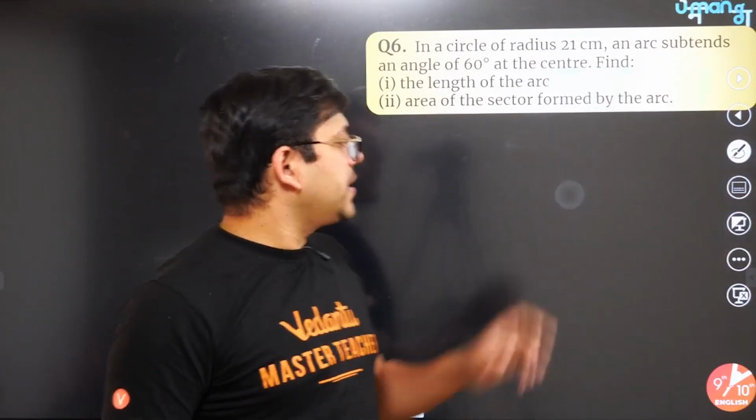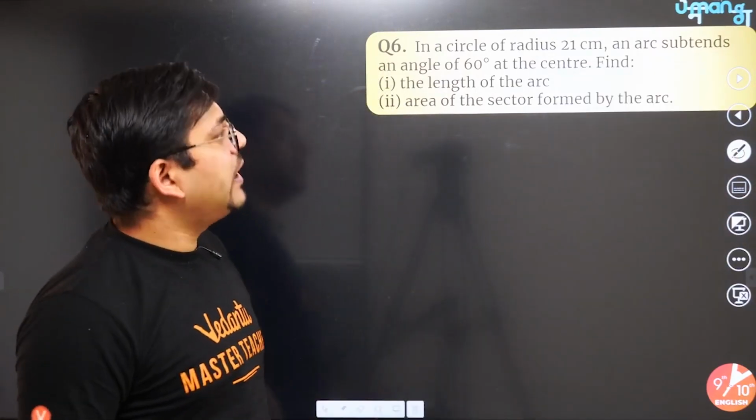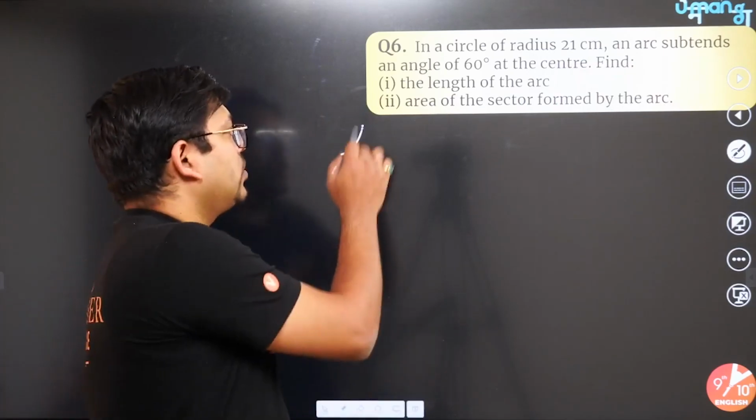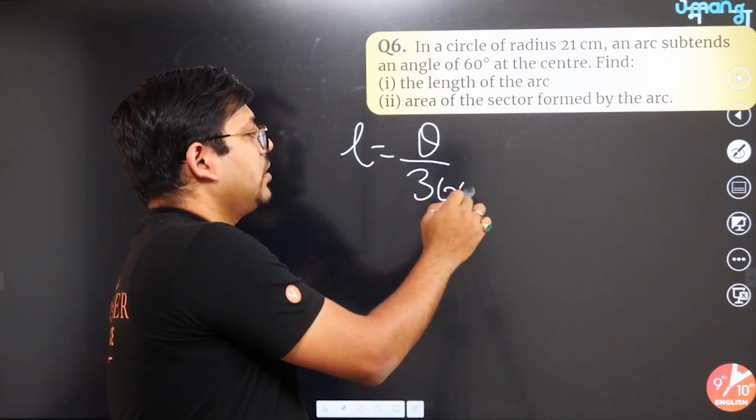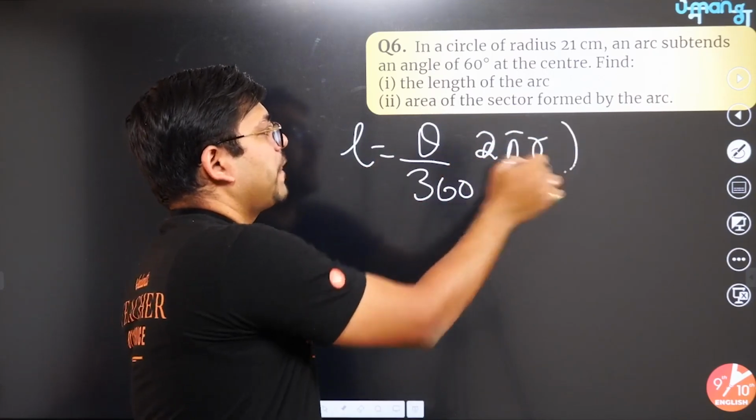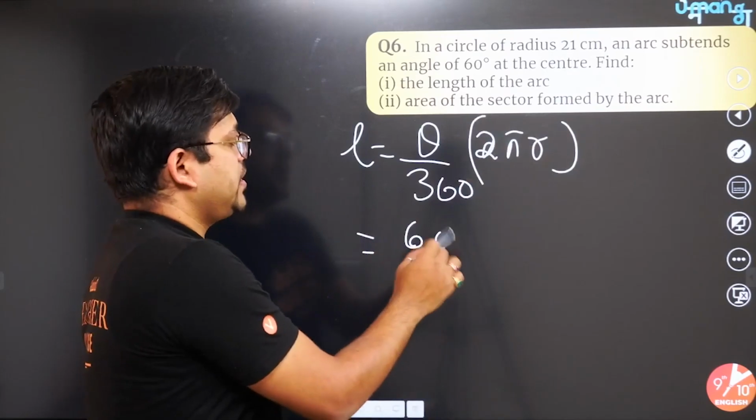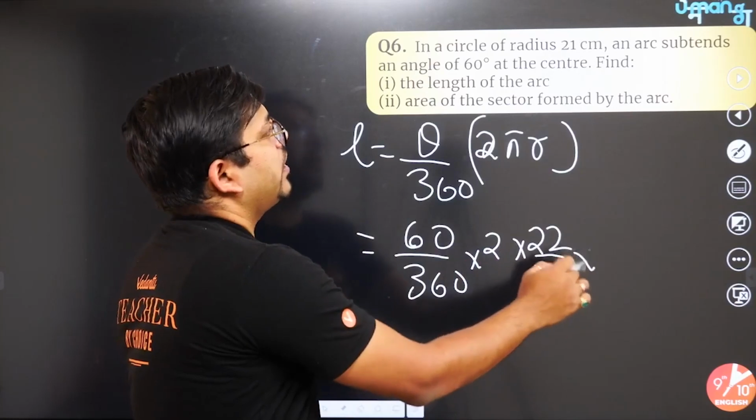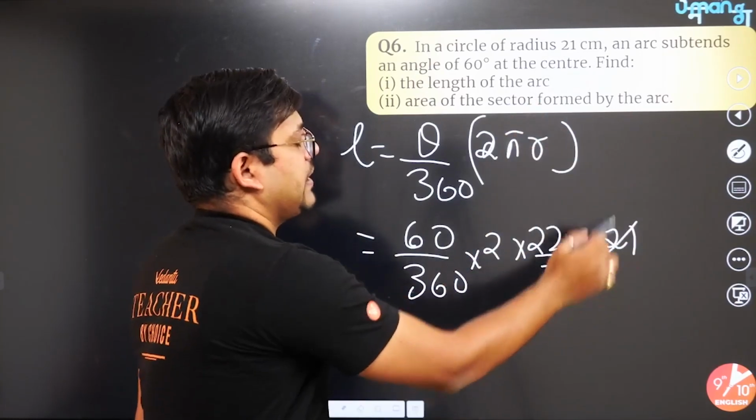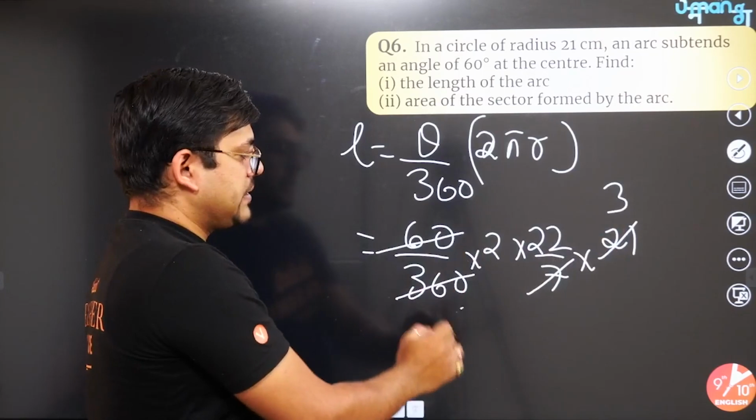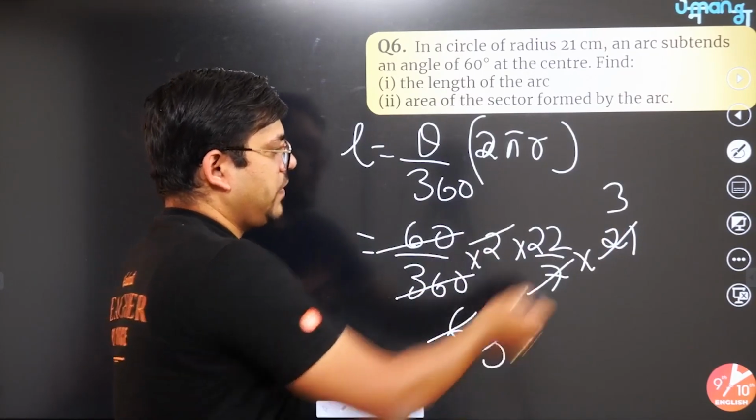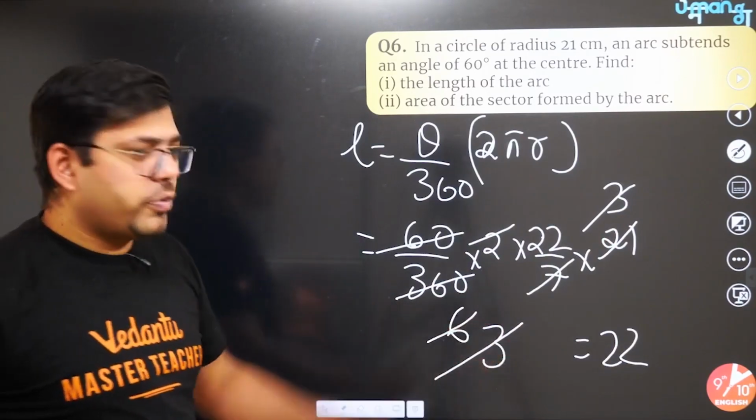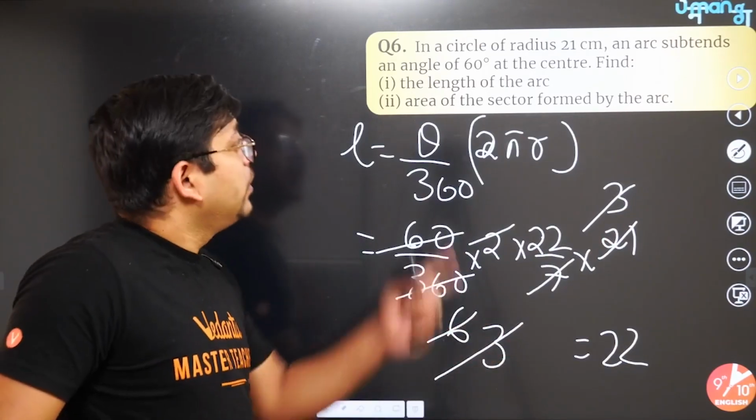Here's the next question. A circle has radius 21, and an arc subtends an angle of 60 degrees at the center. Find the length of the arc. Length of the arc is theta by 360 into 2 pi r. Theta is 60, pi is 22 by 7, and radius is 21. 7 will cancel 21 three times, 60 will cancel 360 six times, 2 will cancel 6 three times, and 3 cancels, so 22 is remaining. Length of arc is 22 centimeters, super easy.